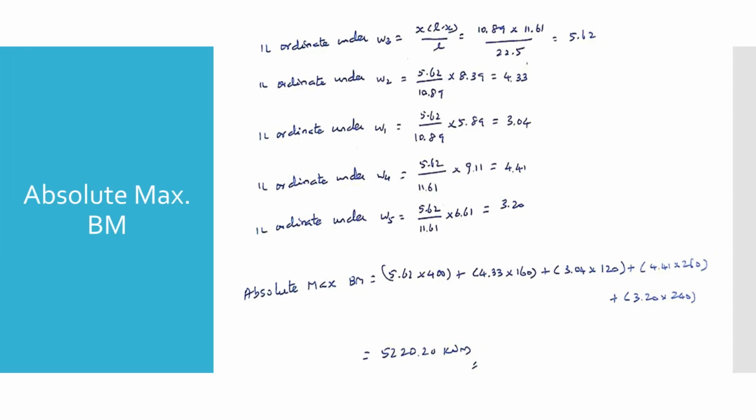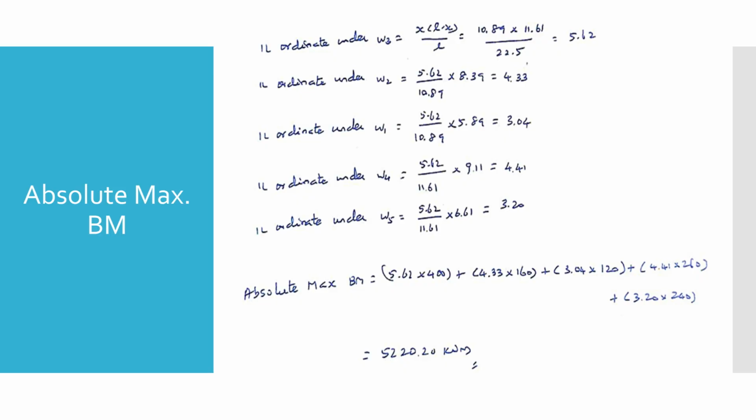In this case, the peak ordinate occurs straight below wheel load W3. We compute this maximum value using the standard structural formula, x multiplied by L minus x, divided by total span length L. Plugging in our values yields a peak ordinate of 5.62.